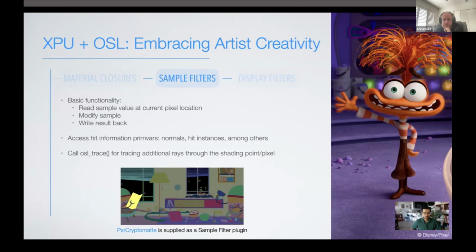The basic functionality of it is we read the sample value at the current pixel location via a texture call, modify the sample, and write the result back via a debug call. Now, the good thing about sample filters is that since they operate at a sample level, you can access hit information like normals, hit instances, and different things. You can also call OSL trace to gather more contextual information about the scene.